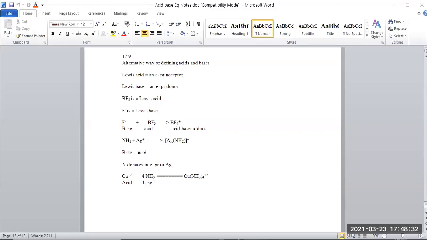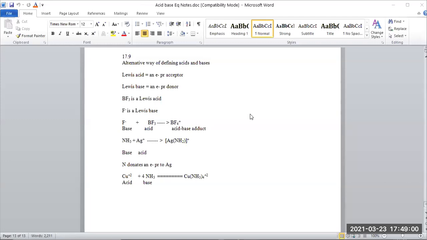So let me switch back over to my other file here. Once you have everything glued together, once you have F- and BF3 together making the adduct, now you've got BF4 plus, and there is no second product. There is a single product when you're doing this. What about silver and ammonia?